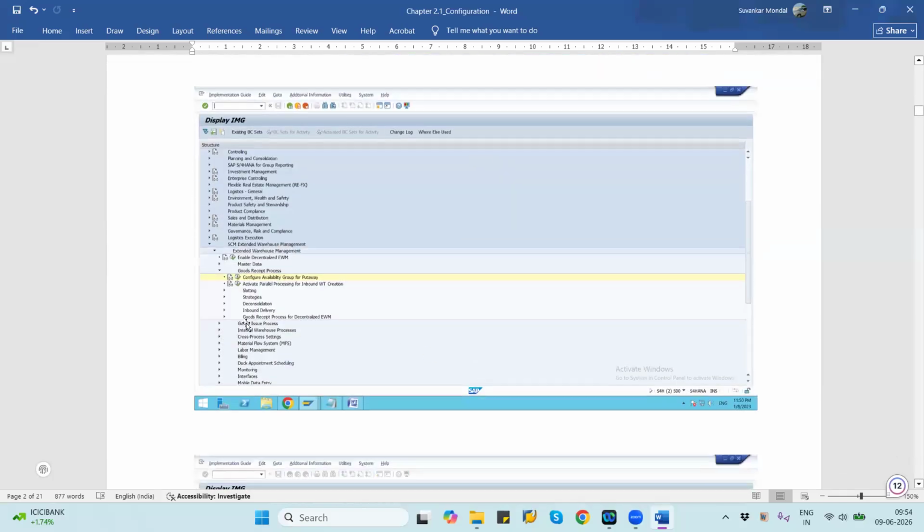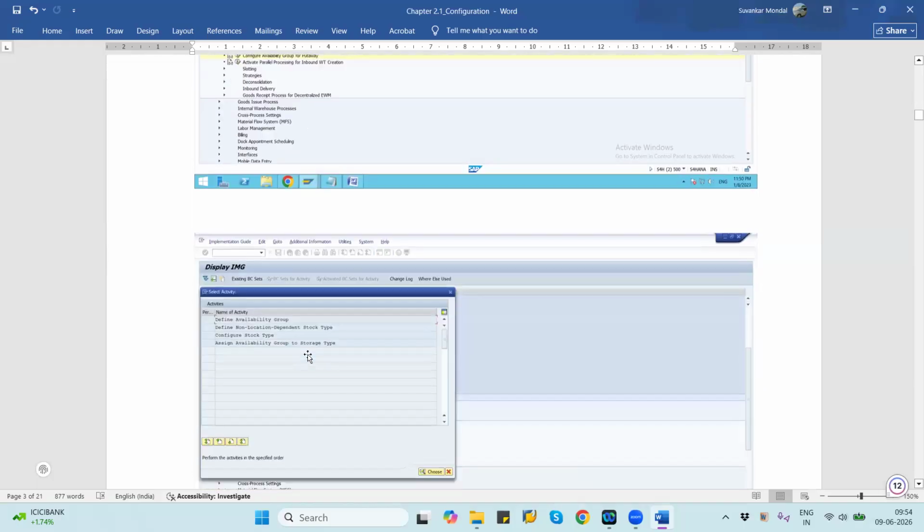Now we are going to set up the availability group for Putai. It is under supply chain management, goods received, configure availability group for Putai. Here we need to configure the availability group, and we have 4 steps. We need to follow all the steps.